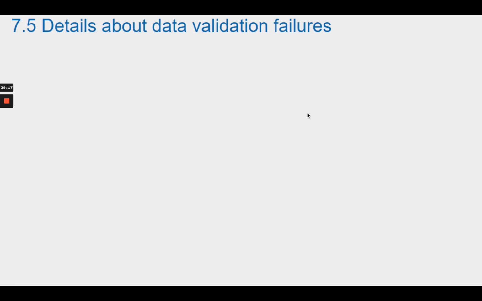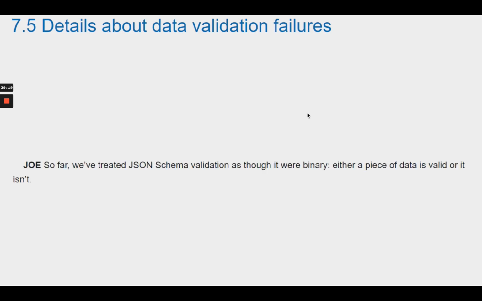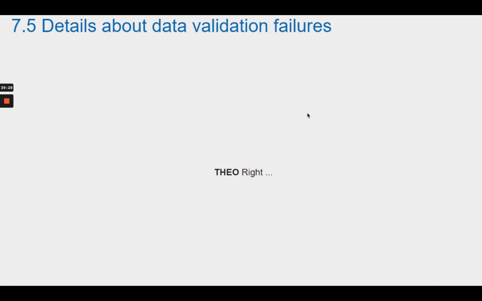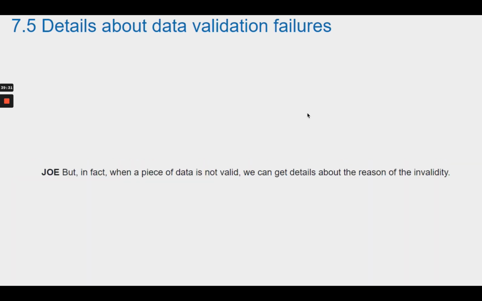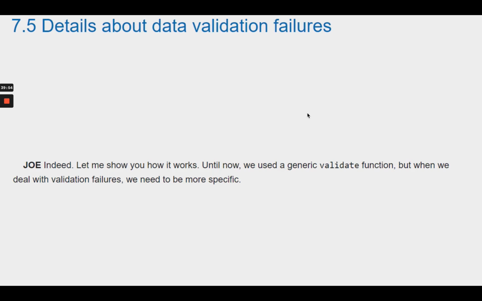Section 7.5. Details about data validation failures. Joe: So far we've treated JSON schema validation as though it were binary. Either a piece of data is valid or it isn't. Theo: Right. Joe: But in fact, when a piece of data is not valid, we can get details about the reason of the invalidity. Theo: Like when a required field is missing, can we get the name of the missing field? Joe: Yes. When a piece of data is not of the expected type, we can get information about that also. Theo: That sounds very useful. Joe: Indeed. Let me show you how it works.